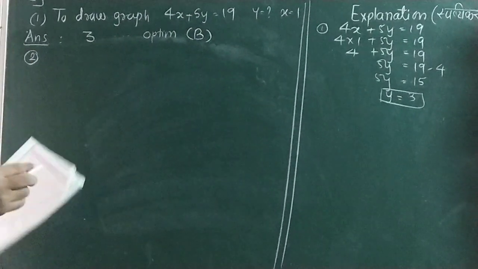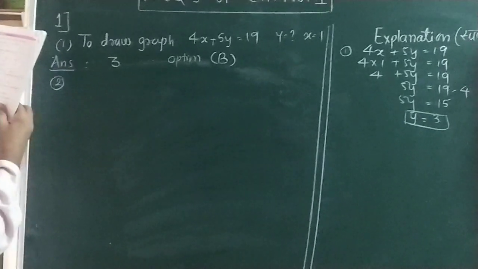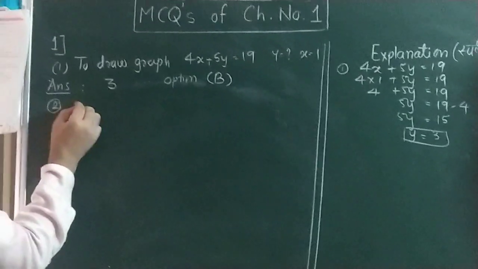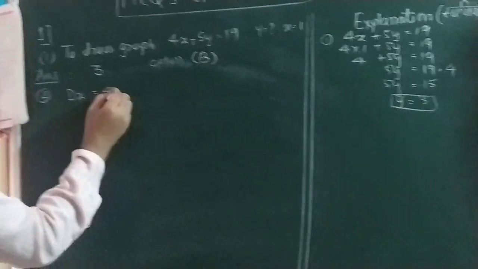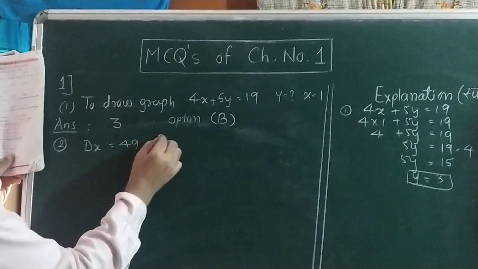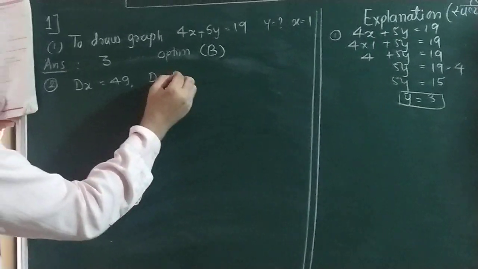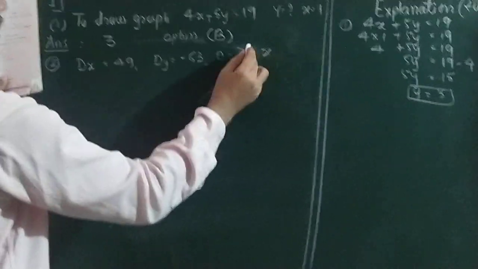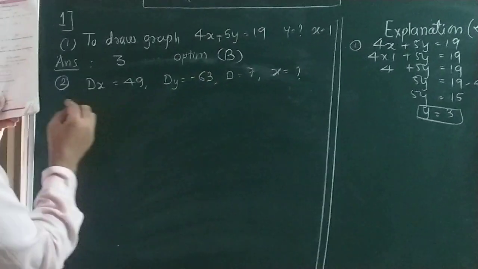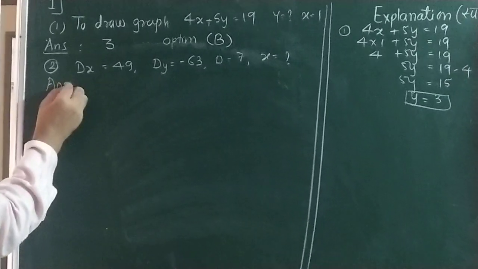Second, now for the simultaneous equation x and y, Dx is given, you have to write the total question. I am writing in between, but you have to write the full sentence. Dy is also given and D is given. What is the value of x? So they only ask for x, answer.